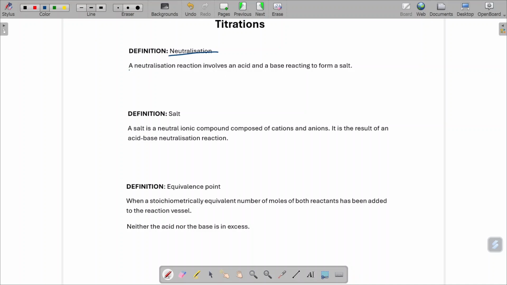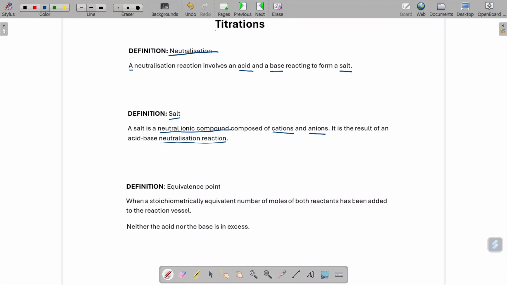So, as we've seen on the previous slide, a neutralization reaction is an acid and a base that react to form a salt plus water. We've mentioned this idea of a salt. What is a salt? A salt is a neutral ionic compound composed of cations and anions. So one part of the salt comes from the acid and the other part comes from the base. And this is one of the main products of a neutralization reaction, the other obviously being water.